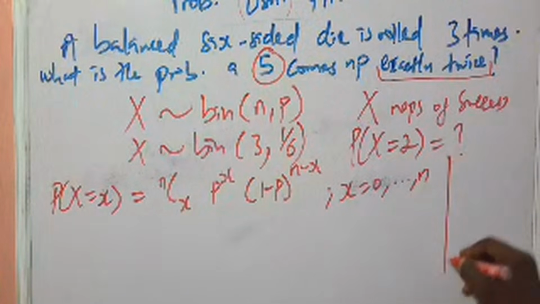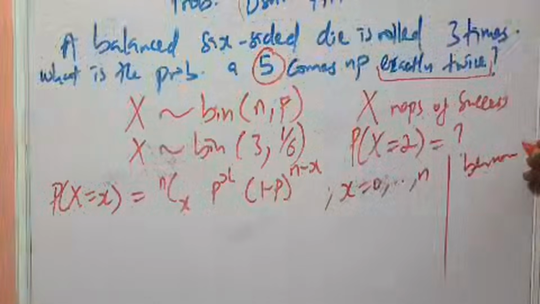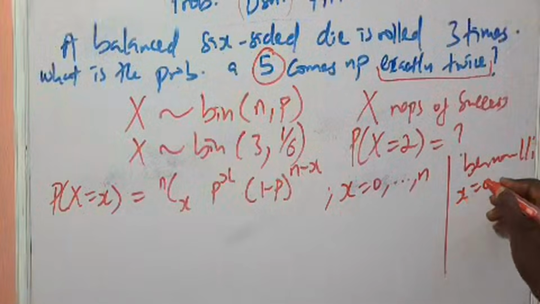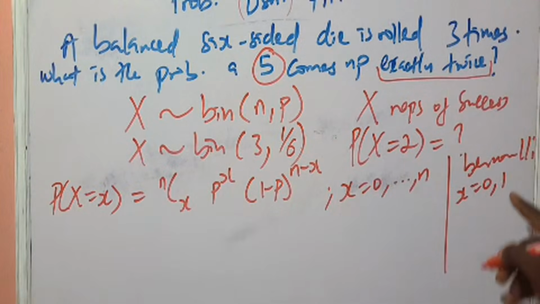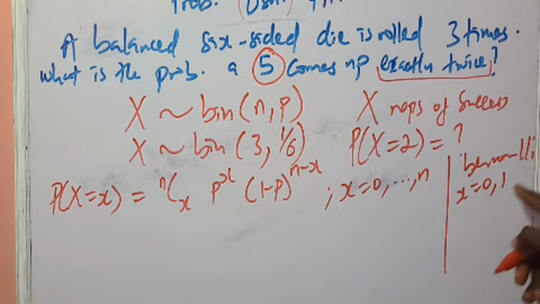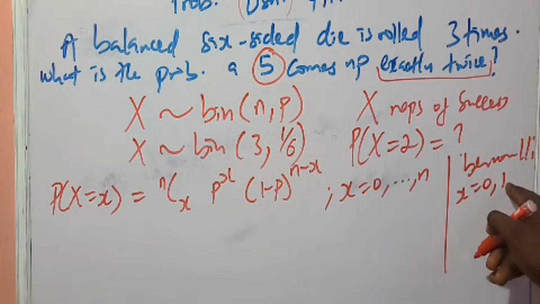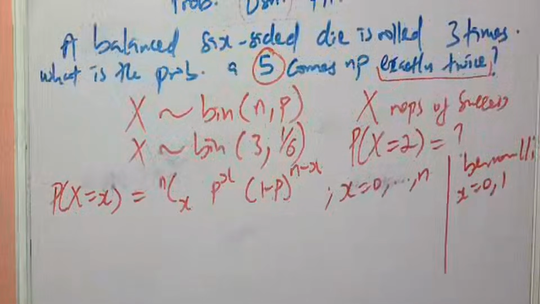Just for digression, for Bernoulli, the possibility of x is only 0 and 1, because the number of success is either 0 or 1, since you only have 1 trial. So in that case, you don't have x ranging from 0 to n, because you don't have n trials, you only have 1. So x can either be 0 or 1 under a Bernoulli distribution. Good. So let's move on now.